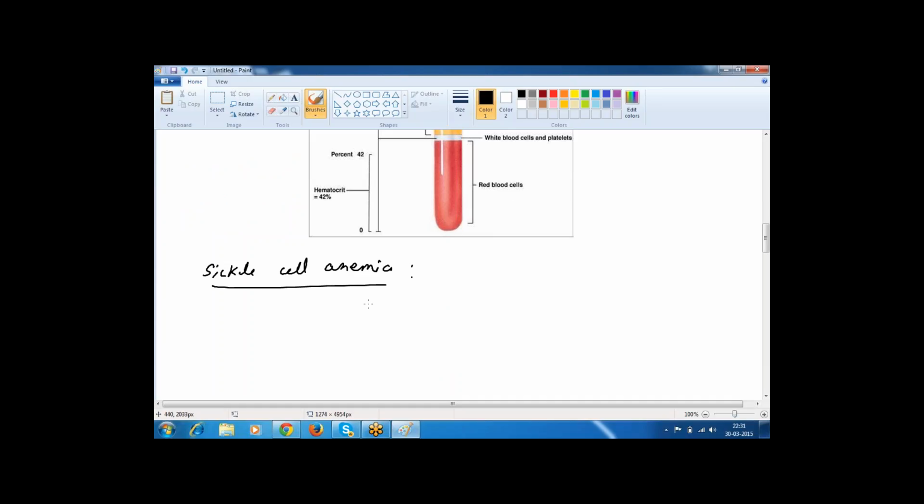So the spleen will destroy more of the RBCs, because it is the job of the spleen to destroy the old, worn out, abnormal cells. Since the sickle cells are abnormal, the spleen will destroy them more, and the person will end up in anemia. Is that clear?